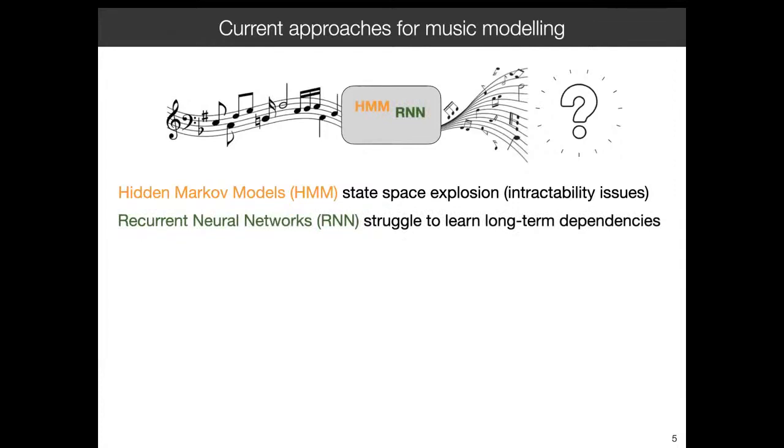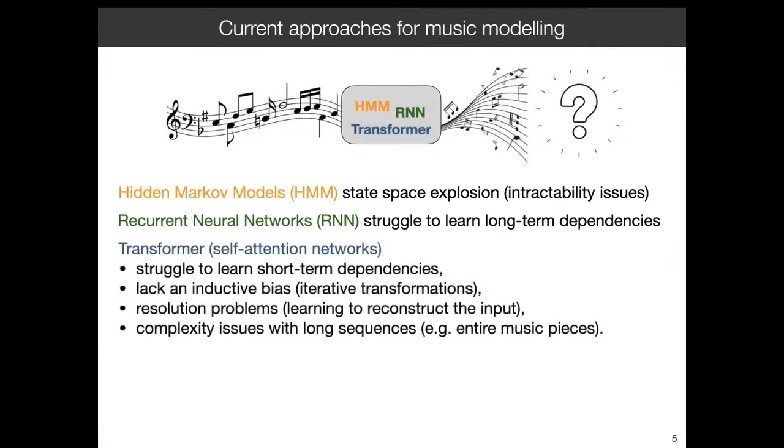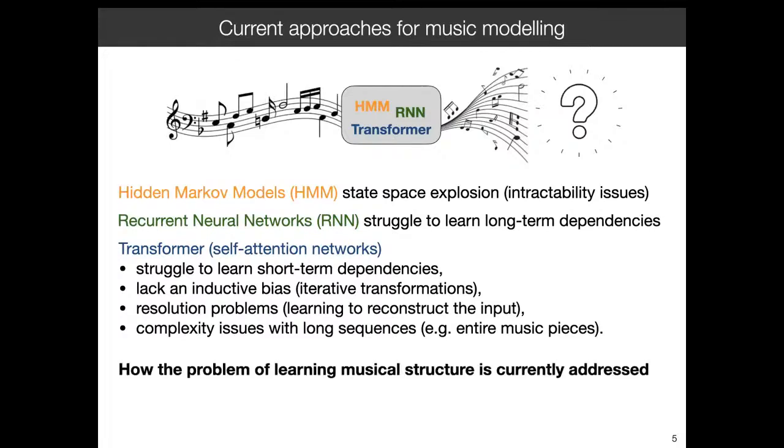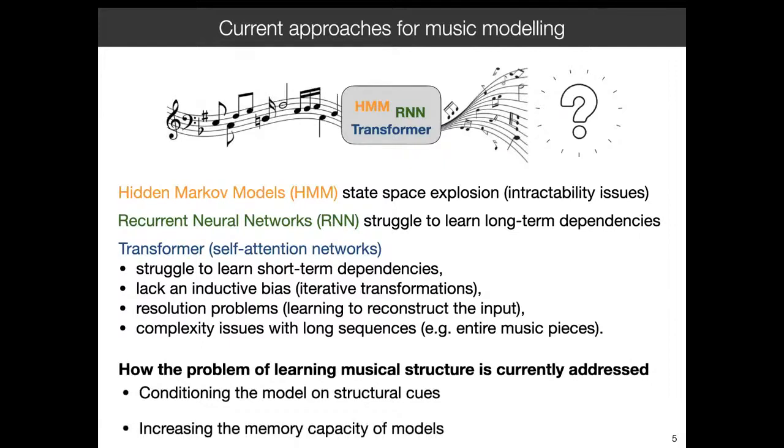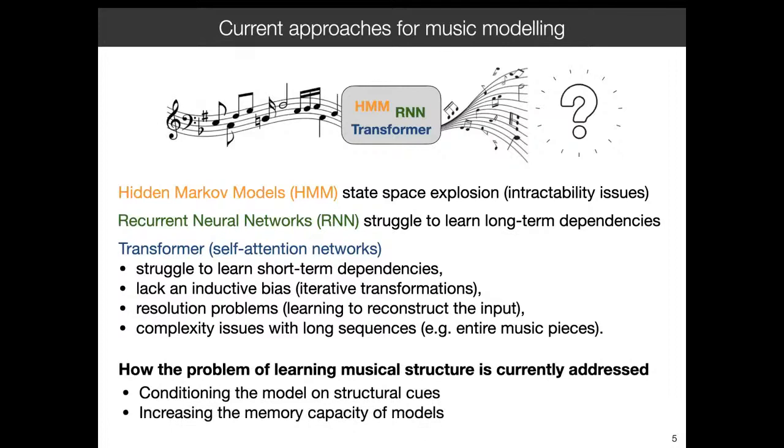In particular, they struggle to learn local structure, and they do not possess an inductive bias, that is, a tendency to learn iterative or recursive transformations, which recurrent networks do. Transformers also have resolution problems and complexity issues with long sequences. To the best of our knowledge, two approaches are mostly used to improve a model's ability to learn musical structure: conditioning on structural cues, such as the music events at potential structural boundaries, and increasing the complexity of a model by stacking additional recurrent layers or increasing the number of memory cells.